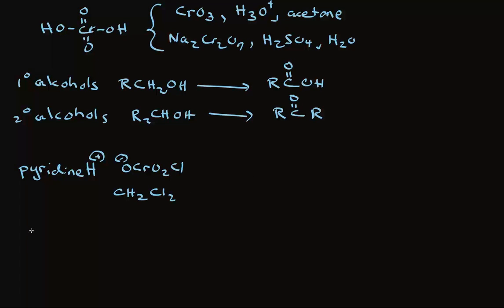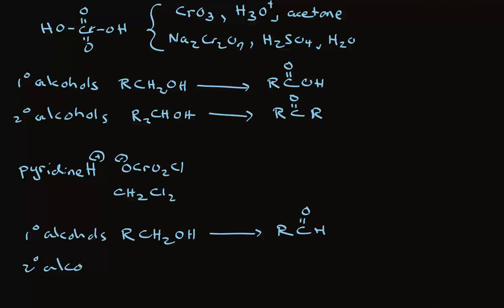primary alcohols, CH2OH, are oxidized only one oxidation level up, not two. So the product is an aldehyde, not a carboxylic acid. And secondary alcohols are also oxidized, and you get the same product you would if you used chromic acid.